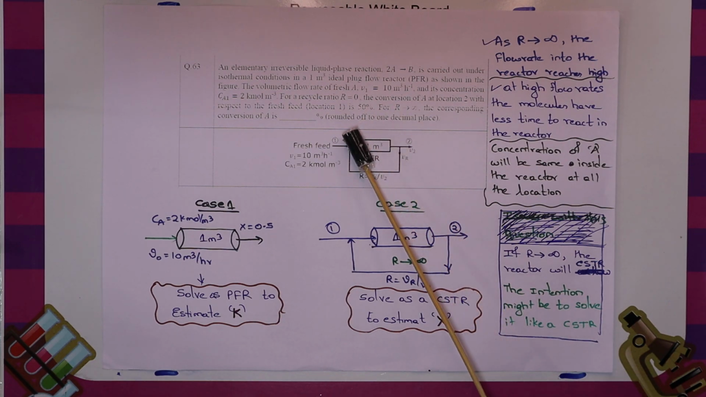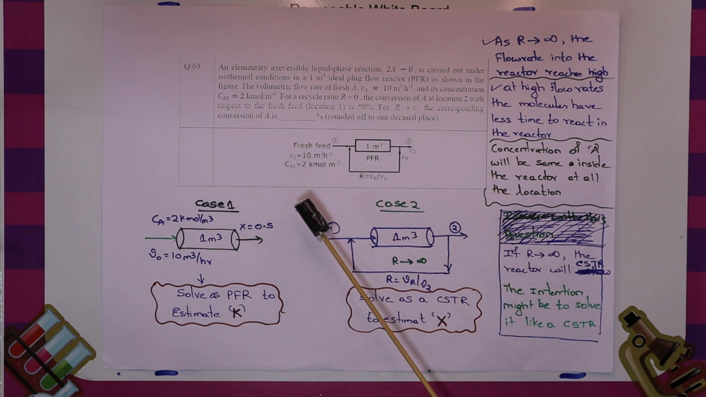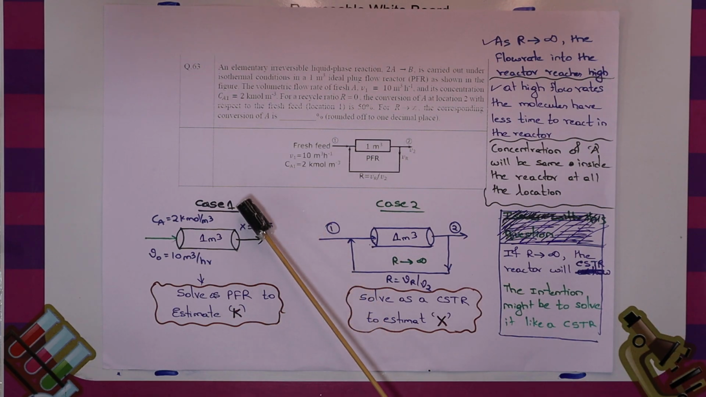Okay. Then in the second case, if you try to increase the recycle ratio, that means for R tending to infinity, what is the conversion of A in this recycle reactor? That means case 1 is only a PFR, and case 2 is a recycled PFR.